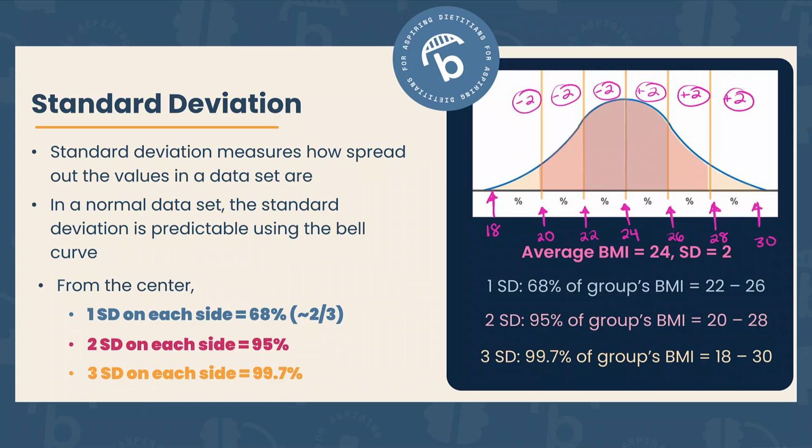Standard deviation helps us understand what's normal, what's high, and what's low. And in clinical nutrition, it guides decision making when interpreting lab values and patient outcomes. So when you see standard deviation in a study, it's telling you how reliable that average really is. It's giving you context for how the data behaves.